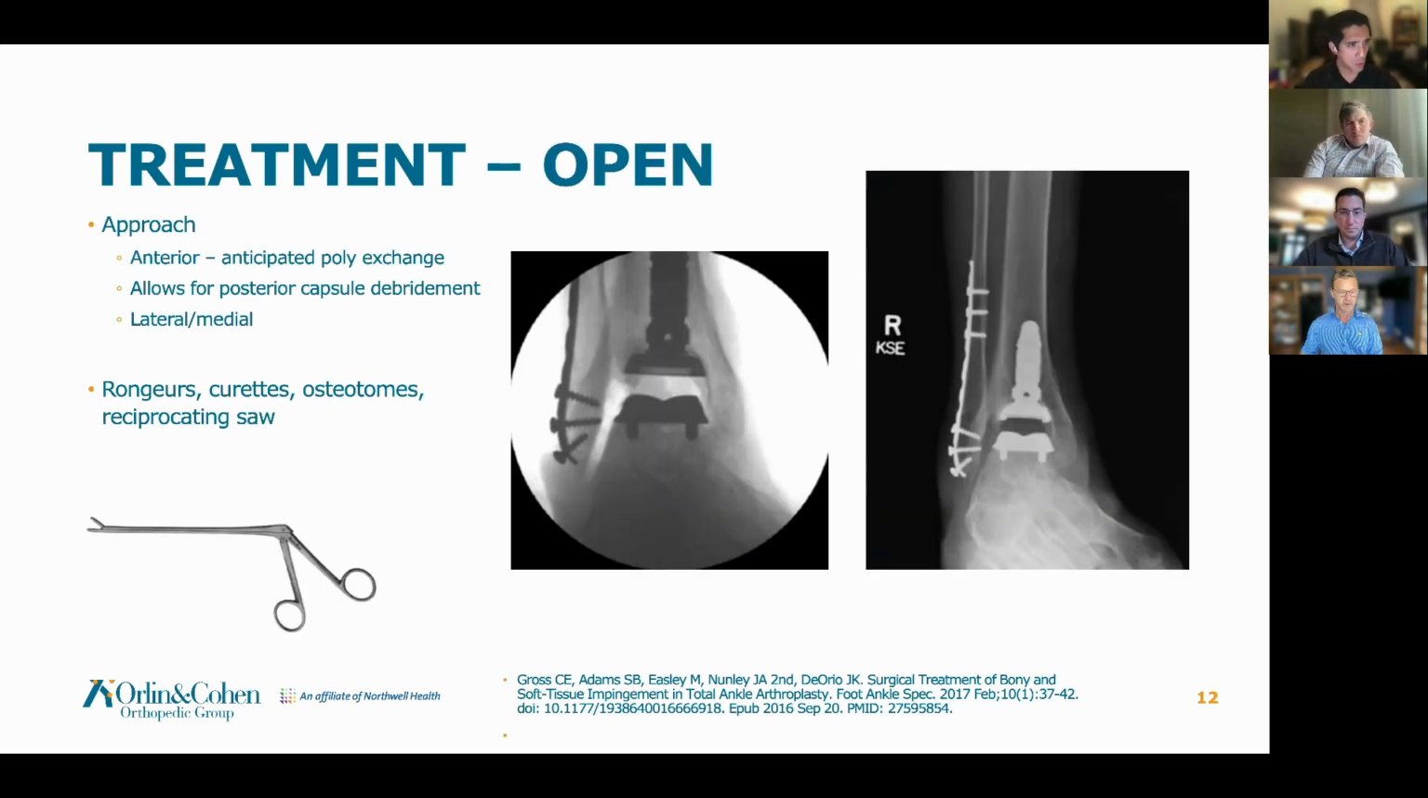So in terms of an open treatment, anterior approach or a portion of the anterior approach was utilized. They were anticipating doing a poly exchange. This allows one to get to the posterior capsule and debride that as well. Otherwise, if that was not planned, then one could do a targeted lateral and medial approach to the debridement. You want to have things like rongeurs, curettes, osteotomes on hand. Pituitary rongeur I found to be particularly useful, not only for secondary operation, but primarily just to be able to get back to that posterior bone, especially when you have a tight space you're working with.